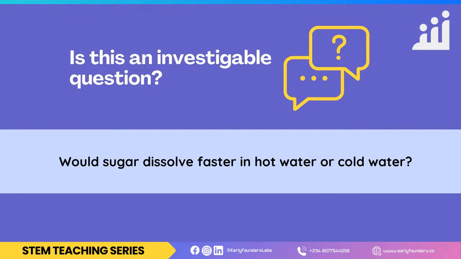So when you tell them, will sugar dissolve faster in hot water or cold water? They say cold, they say hot. Say, you know what? Let's find out. Bring 2 cups of water, one hot, one cold. Put 3 teaspoons of sugar in the water, and then they figure out by themselves which one is the correct answer.